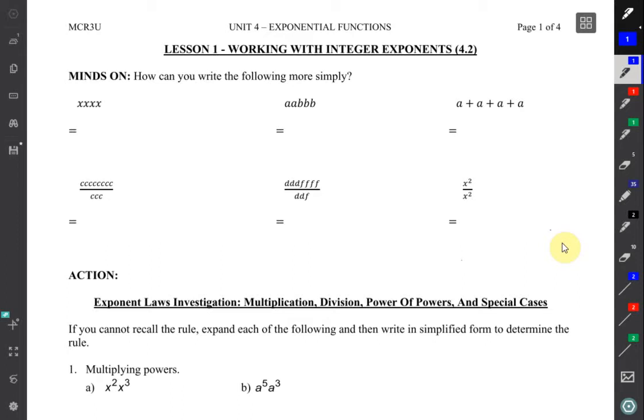And so in this first part of the lesson, I'm going to be asking you to see if you recall what those laws were and try to simplify some expressions. And then after that, we'll take them up.